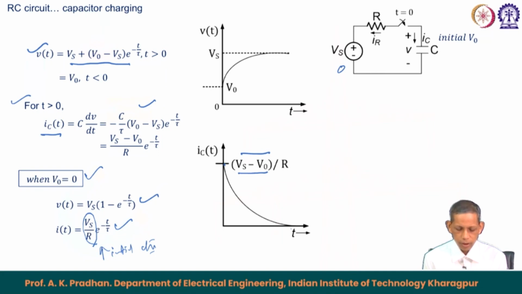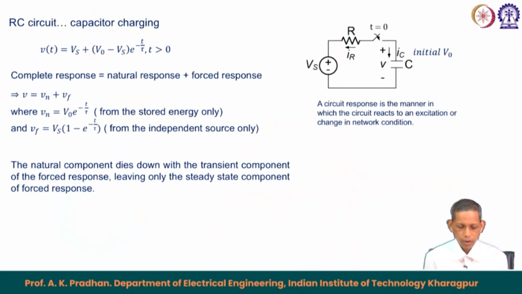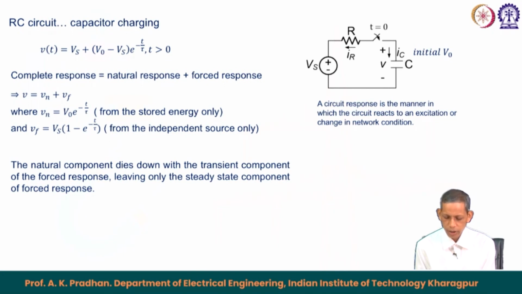So, this is about the overall perspective of what happens in capacitor charging: the corresponding voltage expression, the corresponding current expression, and also the V naught equals 0 case. Now, we can have a further analysis on this. So, we say that this is about a circuit response.